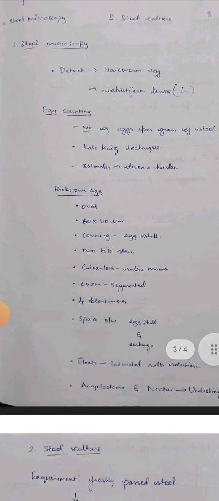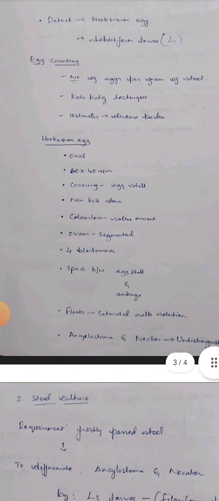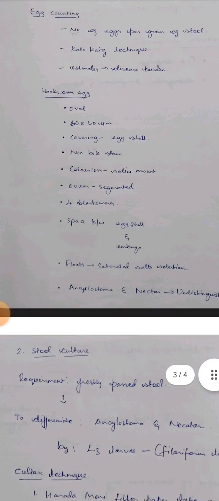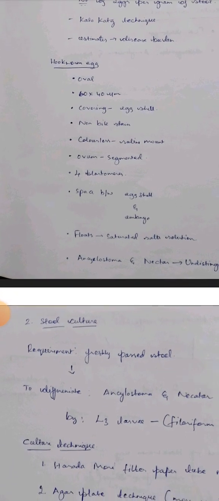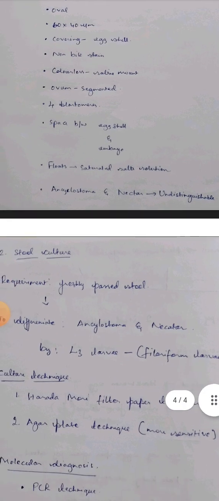Hookworm egg is oval, 16 to 40 micrometer in diameter, and eggs are covered by an eggshell, non-bile stained, colorless in saline mount, and the ovum is segmented. Four blastomeres can be seen. There is a space between eggshell and embryo. They float on saturated salt solution. Ancylostoma and Necator are indistinguishable by seeing eggs.